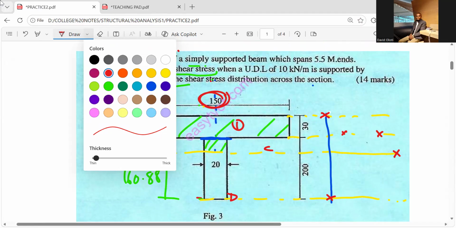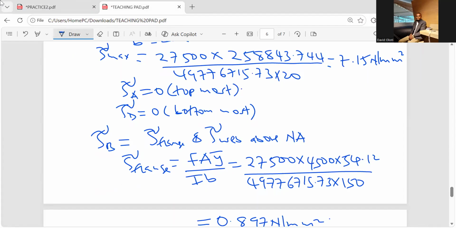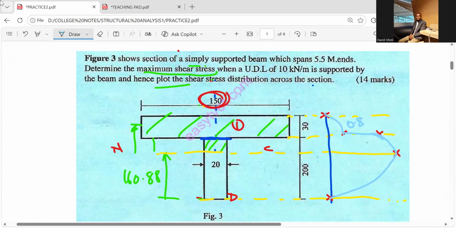So if I have to complete this, I'll come now and draw. Remember, it is parabolic. I draw this way. It comes this way. Then it comes back to 0. So you can indicate that this is 0.8, and this was 6.7, and the highest is 7.15. Remember, Newton per millimeter squared. So this is what you are to do.